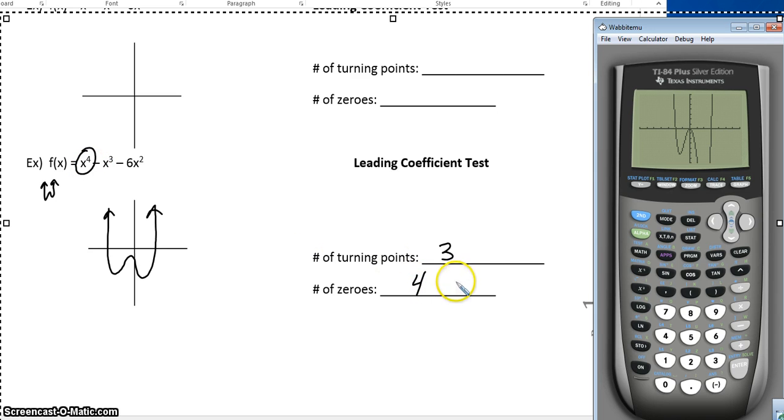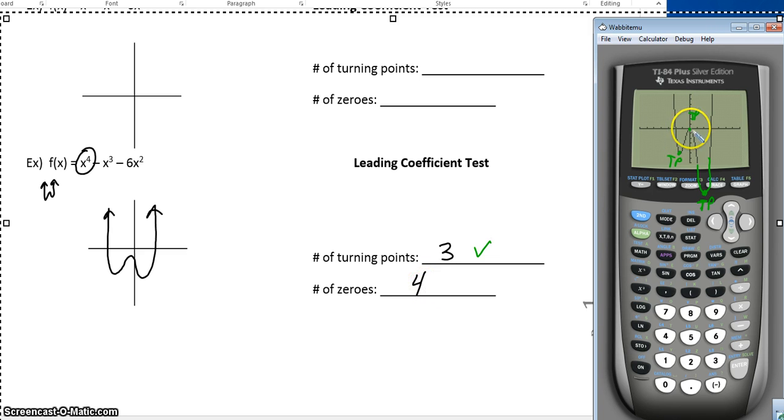Let's check that with our actual graph on the graphing calculator. So let's first talk about the turning points. It starts way up here, it comes down. There's one turning point. Then it comes up here, and there's another turning point. And then, again, out of our picture, this graph is going to still go down something like that, and that would be the 3rd turning point. So we do have the 3 turning points, which is what we expected.